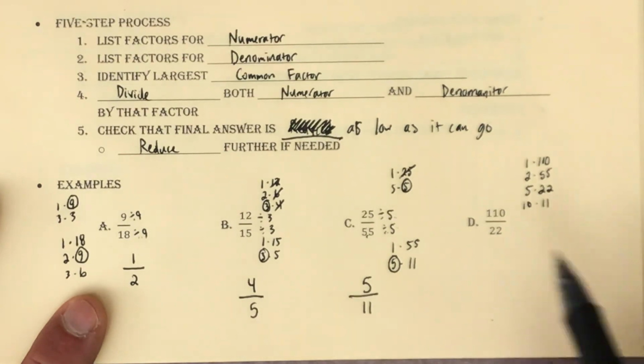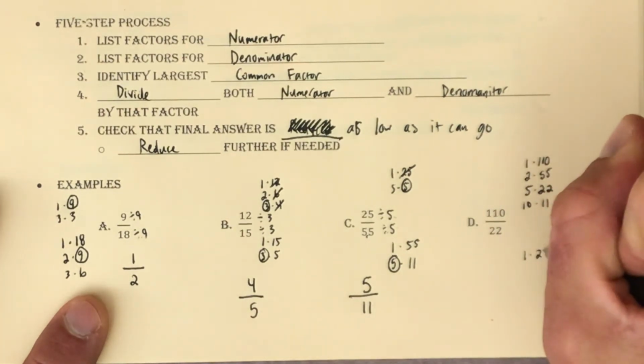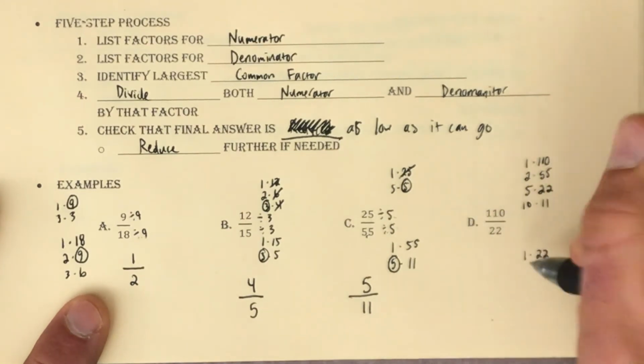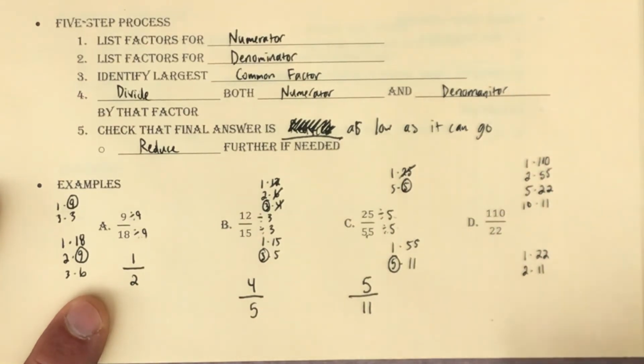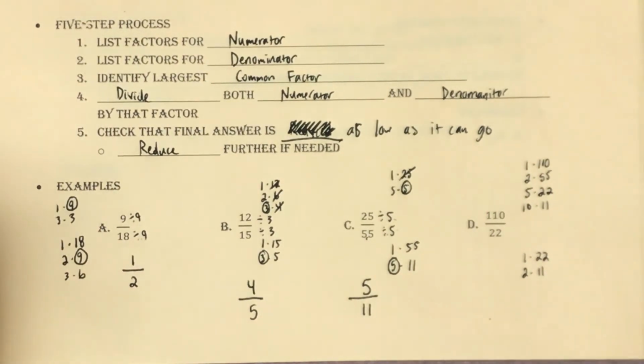Well, now I need to list for 22. Well, 1 times 22, 2 times 11. Does 3 go in? Nope. Does 4 go in? Nope. Does 5 go in? Nope. Does 6 go in? Nope. Does 7 go in? Nope. 8? Nope. 9? Nope. 10? Nope. And 11's already on my list. So now I've got a complete list of factors.